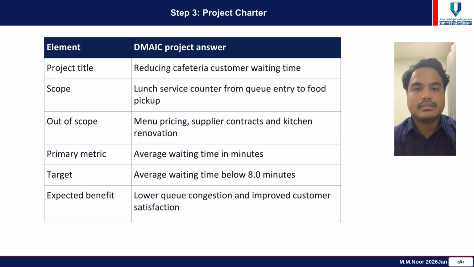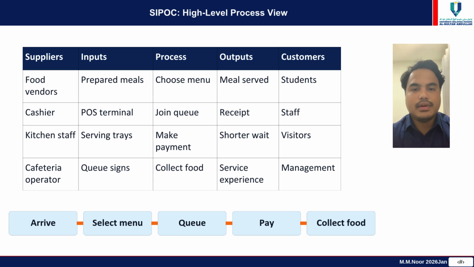SIPOC, high level process view. The SIPOC diagram provides a simple overview of the cafeteria service process. The suppliers include food vendors, cashiers, kitchen staff, and the cafeteria operator. The process includes choosing the menu, joining the queue, making payment, and collecting food. This diagram is useful because it shows how different parties contribute to the final customer experience.